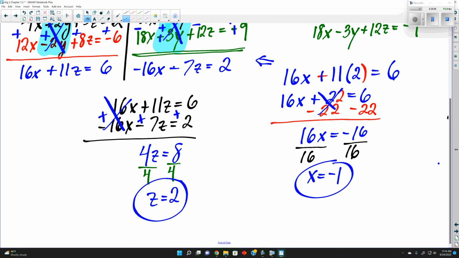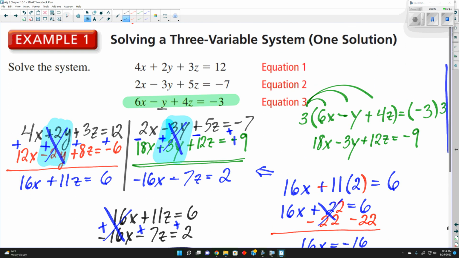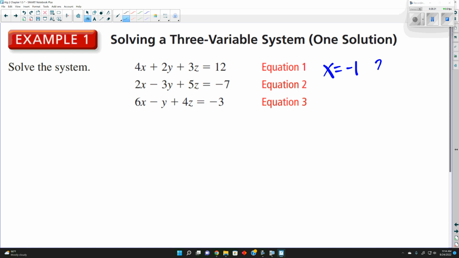What are we missing? y. So that's the only one we have to find next. So everybody's good to this point? X is -1, Z is 2. Pick one of these three. So we would have 2 times X. Well, X is -1. Yeah, we need to find the value of all three. That's right. Minus 3y plus 5 times 2, equals -7.